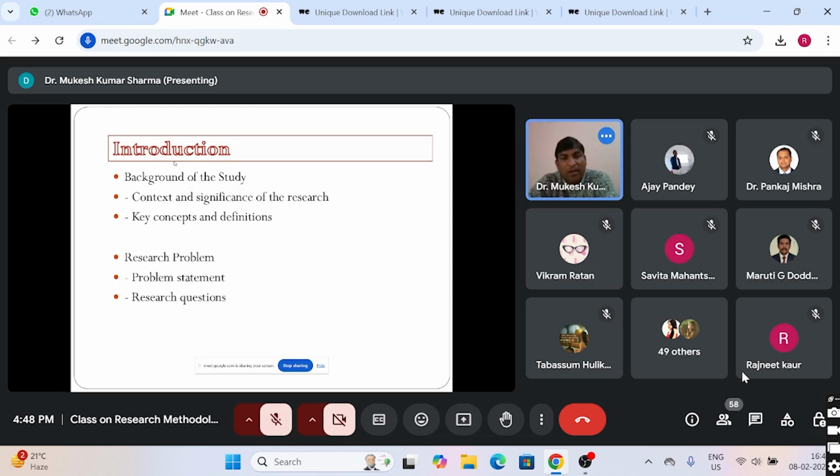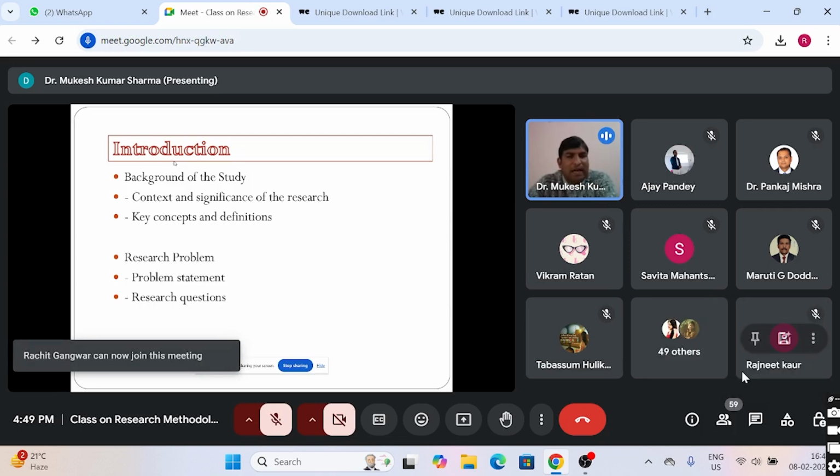So the background of the study is an important part, because if you are not writing your research in that way, people will not create interest in it. Significance and key concepts are written in the introduction part. Then comes the research problem, the research statement, as we call it. So these are the basic fundamentals of the introduction part.